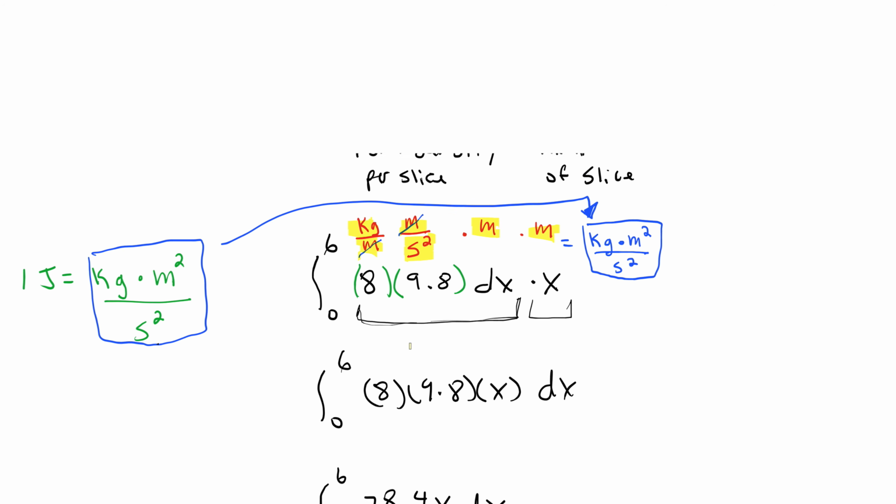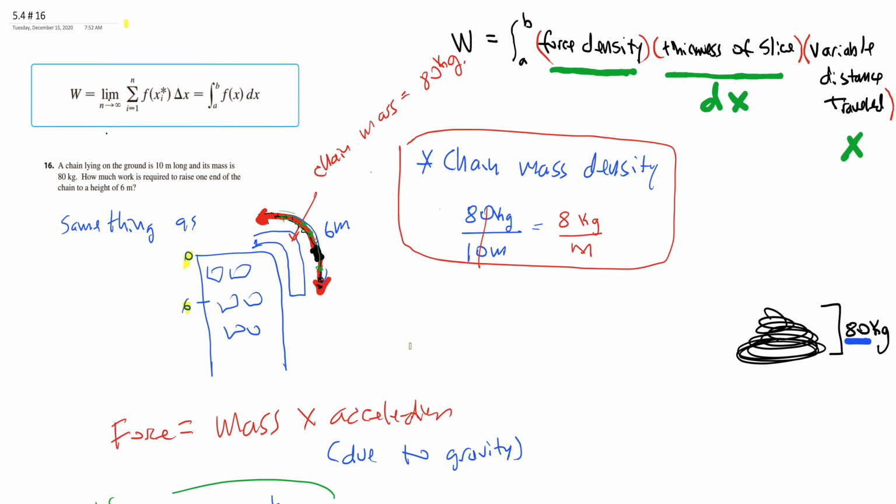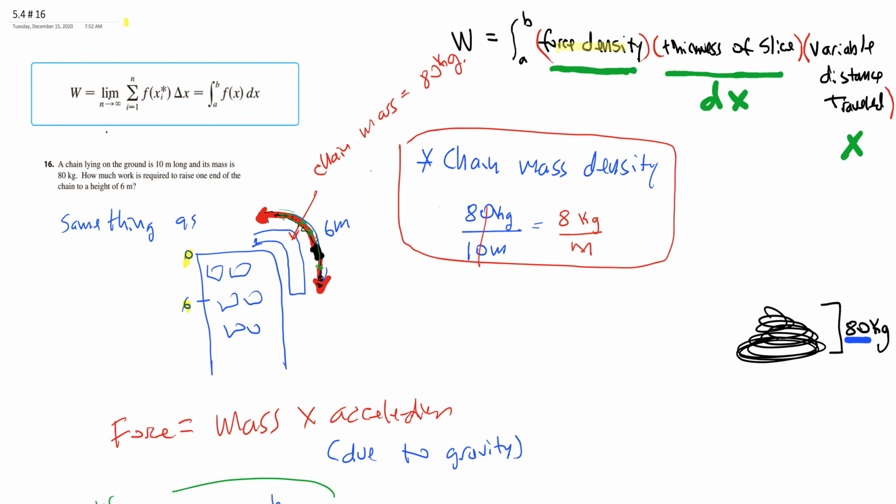The key to these work problems is really this: force density, thickness of slice, variable distance traveled, and knowing what each of these means. In this particular problem, we had to break down force density. We found force density by using mass density, not the entire mass, and multiplying that by acceleration due to gravity, which was 9.8 meters per second squared. All right, that's it.